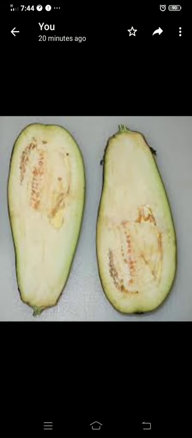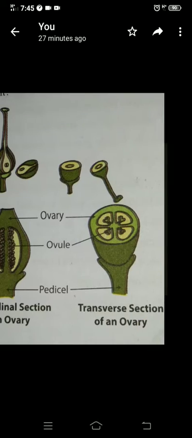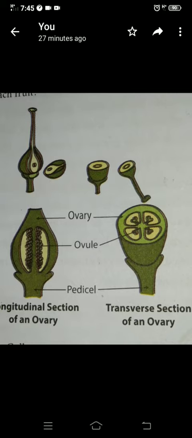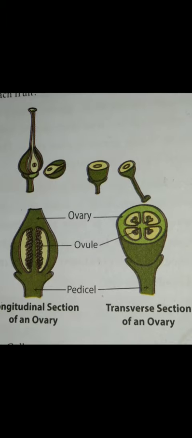This is the LS of fruit. This is the TS of fruit. This is also a fruit. Now it is in a transverse section. You see that when we cut from top to bottom, we call it an LS. Cross manner cutting is a TS.